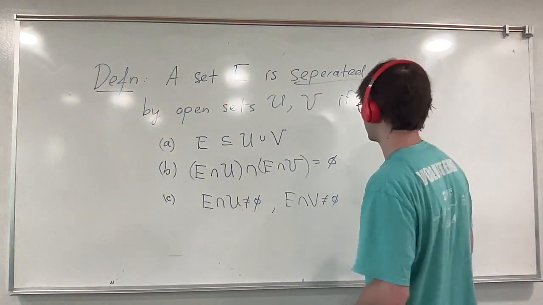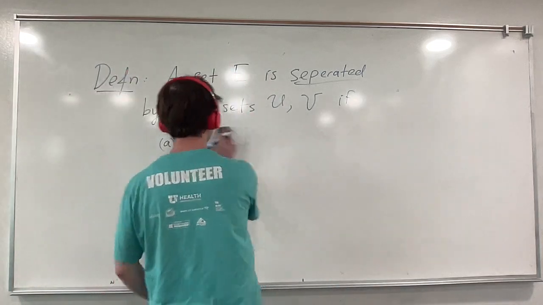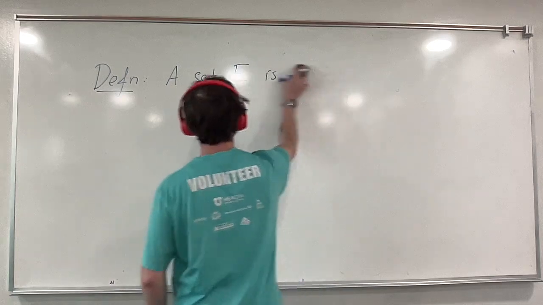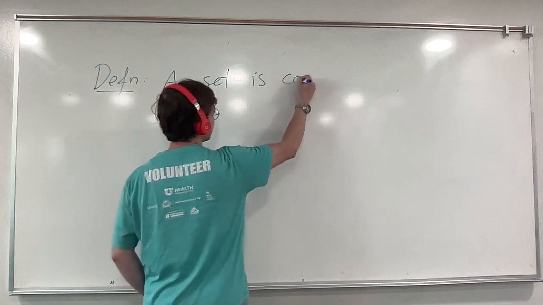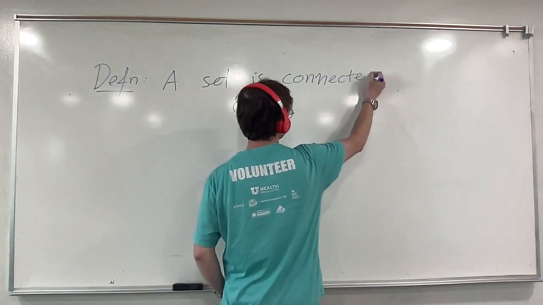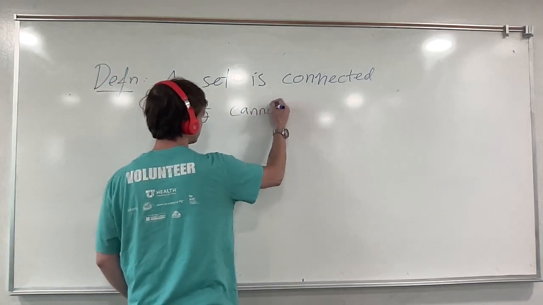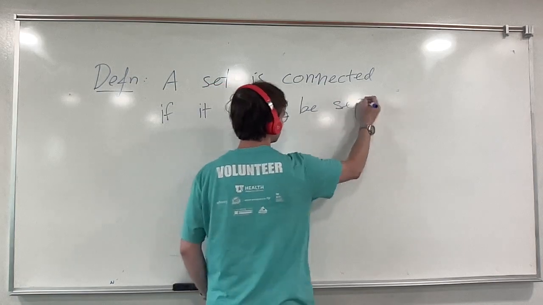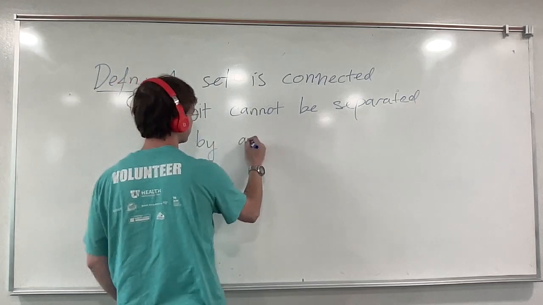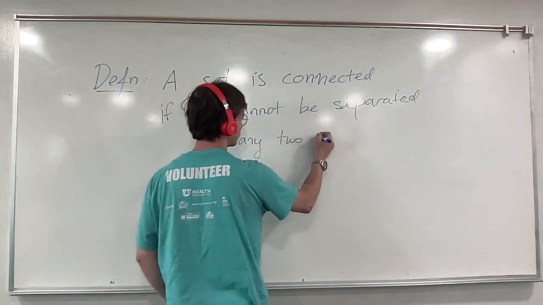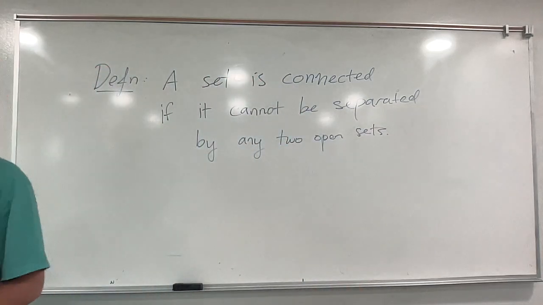Okay, so let's get to that. Okay, so a set is connected if it cannot be separated by any two open sets. Great.